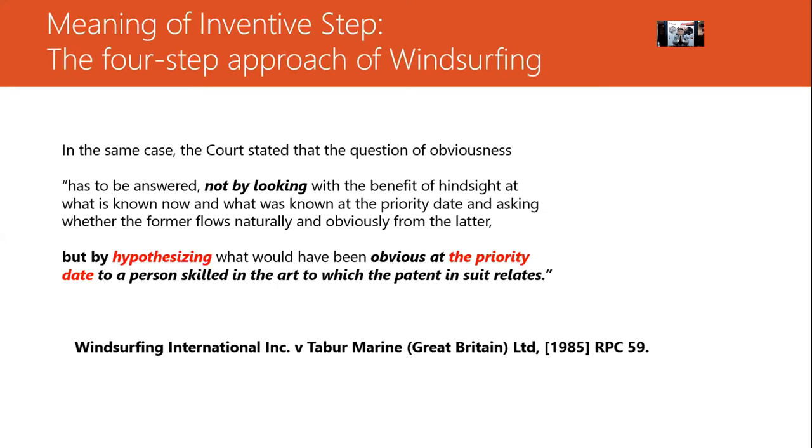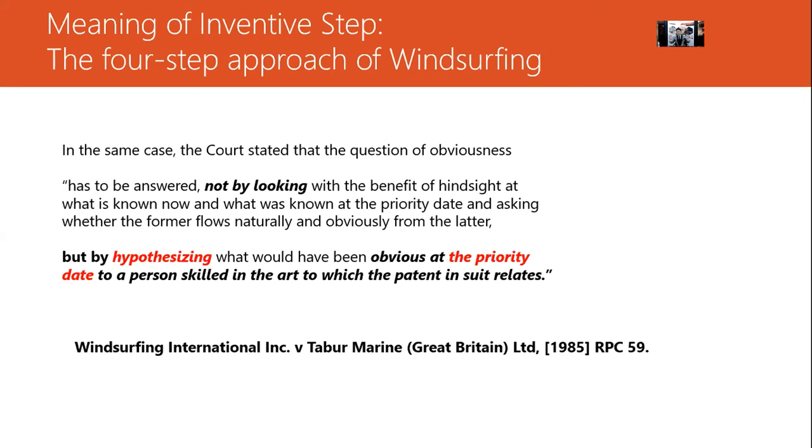So the court says that to answer the question of obviousness, you cannot just look with hindsight at what is known now. You have to bring yourself back to the priority date, to that time. If your patent was filed 15 years ago, you have to bring yourself back to 15 years ago, at the priority date, and ask whether the former flows naturally or obviously from the latter.